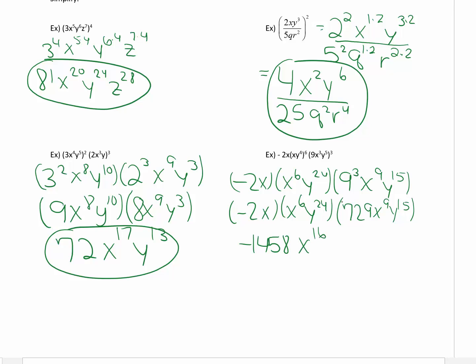And then 24 plus 15, that's 39. So that is y to the 39th power.